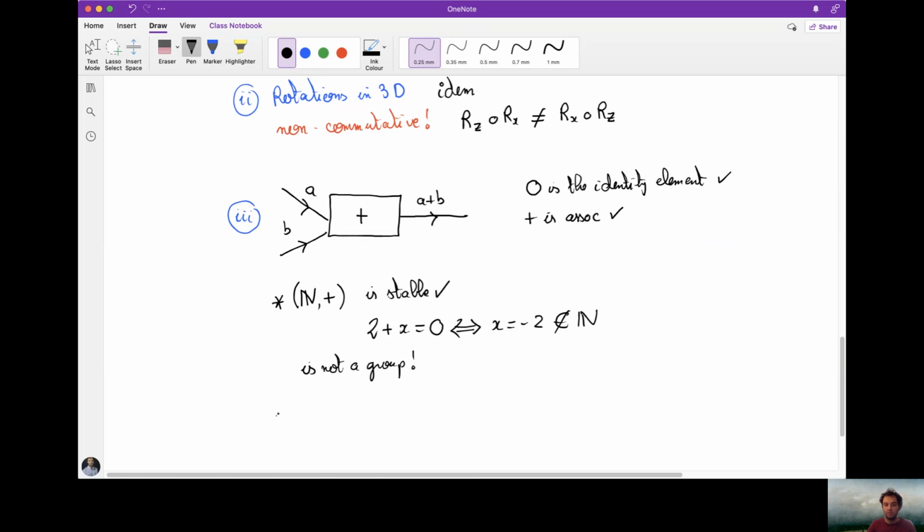Of course, if we just enlarge the set of numbers we take, and we take the integers instead of the natural numbers, or if we take the real numbers or the rational numbers or the complex numbers, these are all examples of groups.